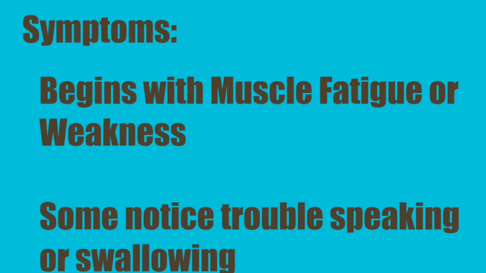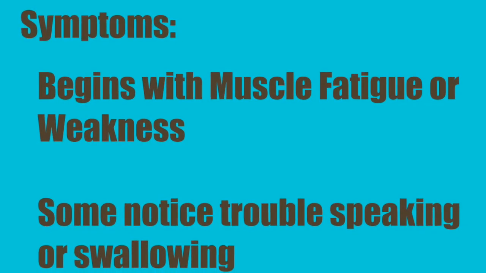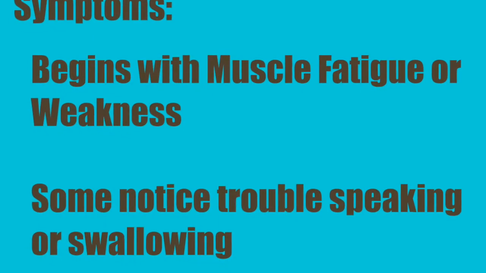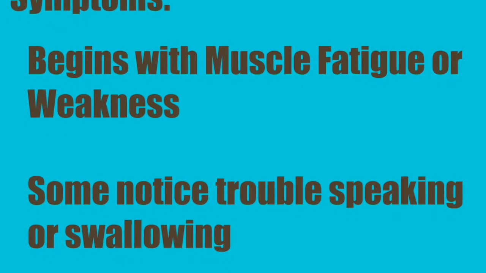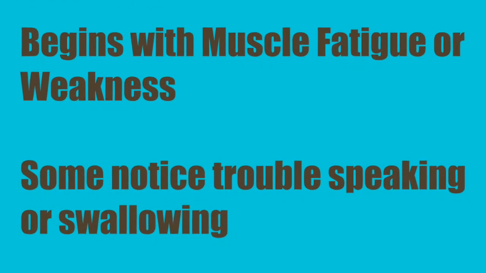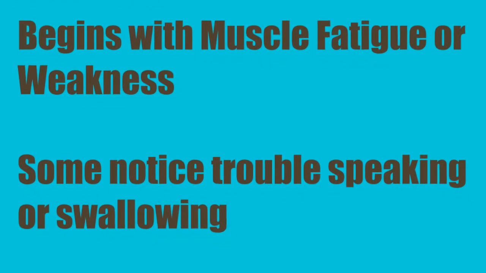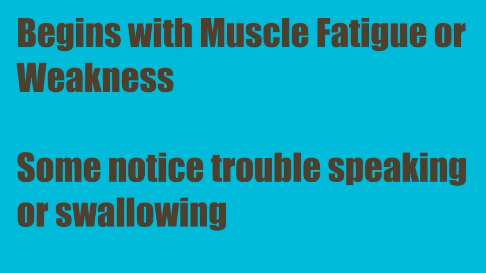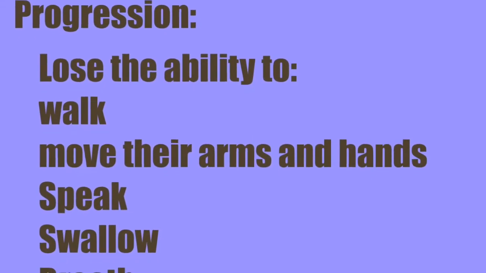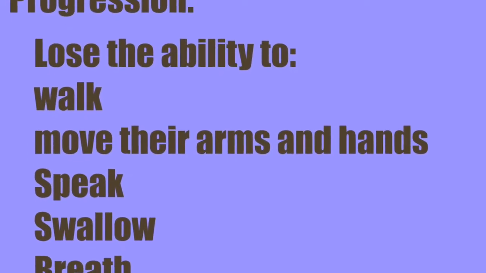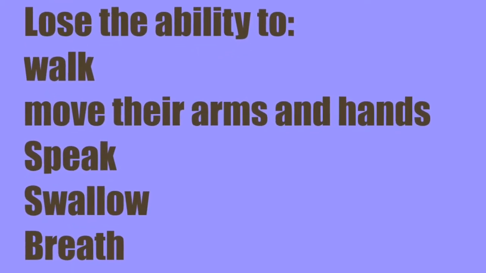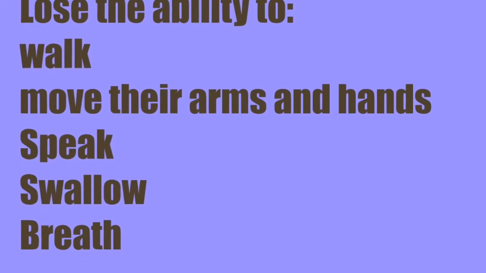The initial stages of ALS normally start with muscle fatigue or weakness. In very rare cases, some ALS patients actually start with the symptoms of not being able to speak or swallow. As this disease progresses, most patients lose the ability to walk, move their arms, speak, swallow, and sometimes even breathe because the diaphragm doesn't work correctly.